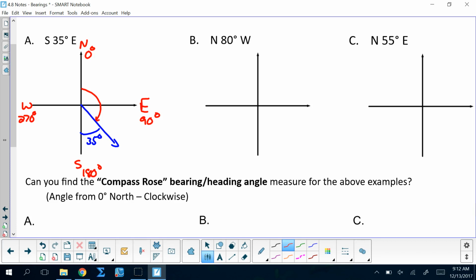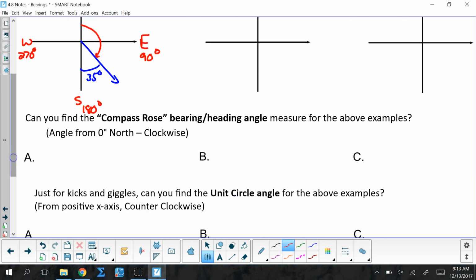180 minus 35 would be 145 degrees, correct? So we're talking the exact same thing here. A 145 degree heading or 145 degree bearing is the same thing as south 35 degrees east. Those two mean the exact same thing.